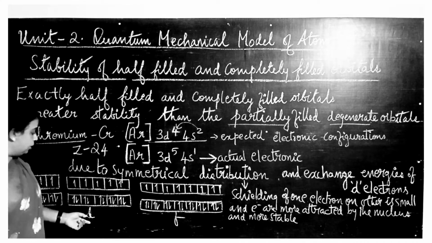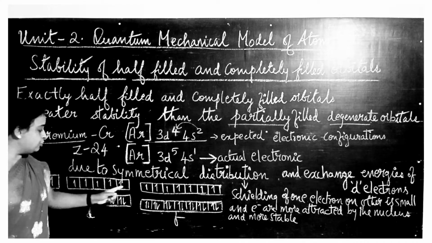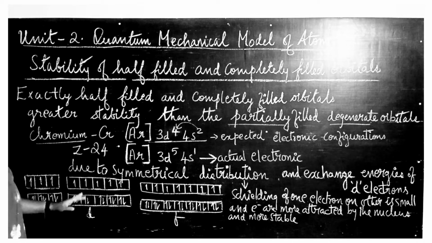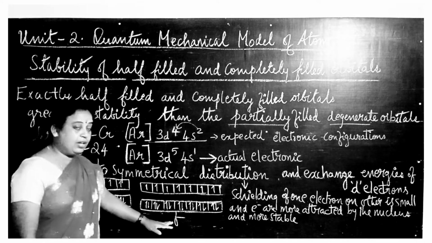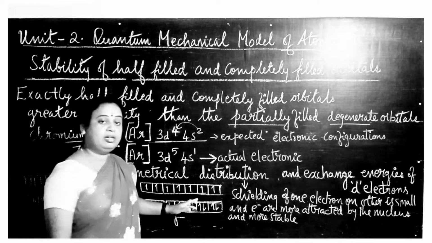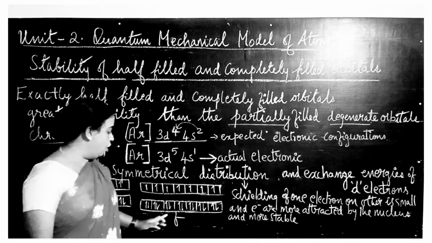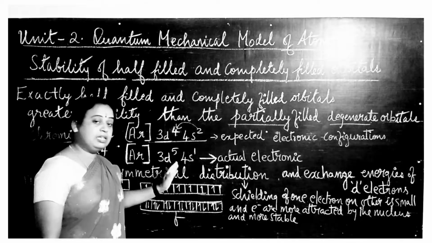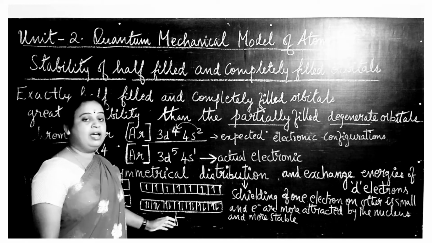Likewise, the d orbital should contain either 5 electrons or 10 electrons, then they are stable. In the case of f orbital, it should contain 7 electrons, that is half-filled, or 14 electrons, that is completely filled. So this is the stable condition of the f orbital.